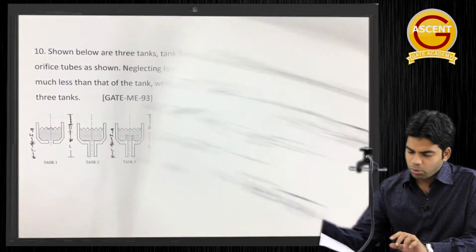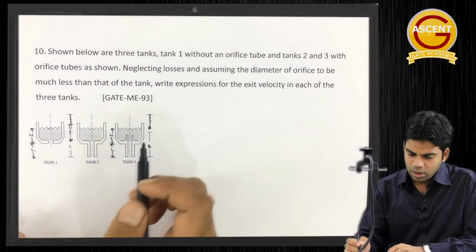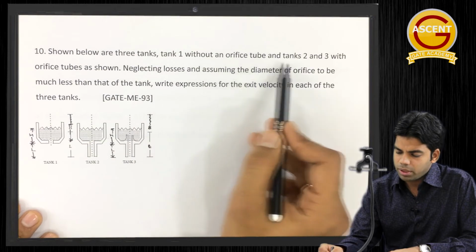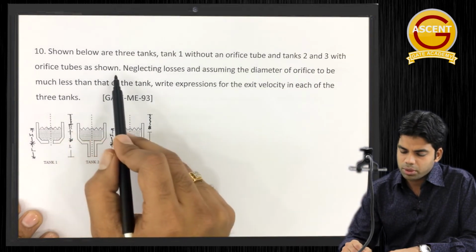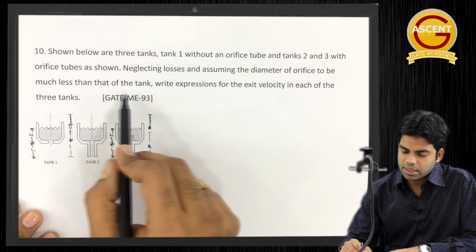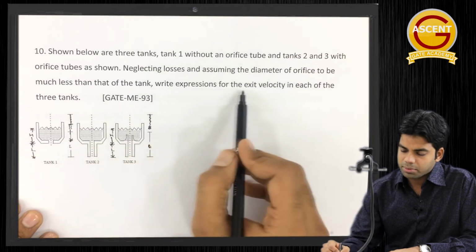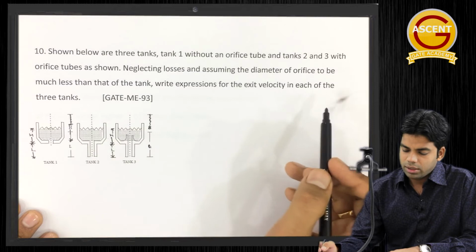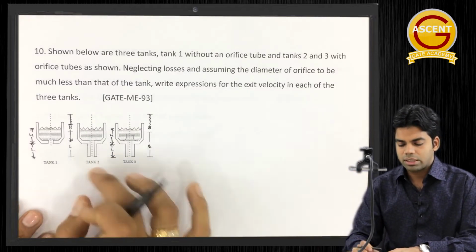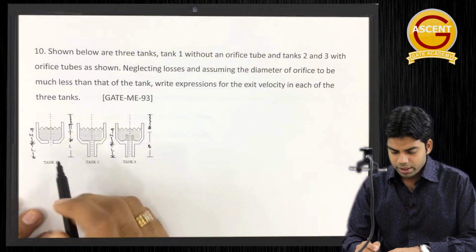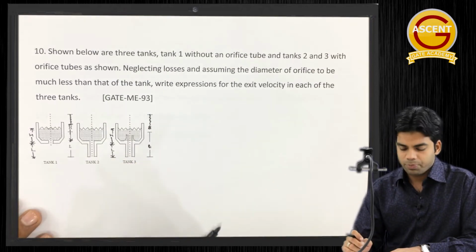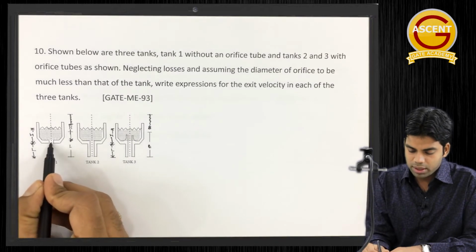Similarly, one more question is there. Shown below are 3 tanks. Tank 1 without an orifice tube, and tanks 2 and 3 with orifice tube as shown. Neglecting losses and assuming the diameter of the orifice to be much less than that of the tank, write the expression for the exit velocity in each of the 3 tanks. Provided in tank 1 orifice is not there, and in tanks 2 and 3 orifice is there. So, exit velocity at this point.